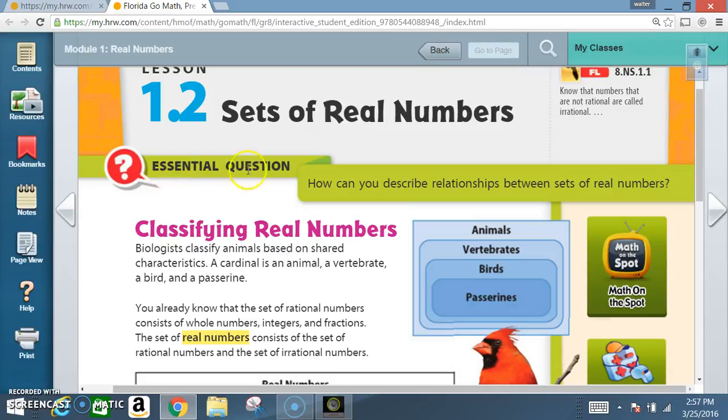Okay, so our essential question for today is, how can you describe relationships between sets of real numbers? Classifying real numbers. Biologists classify animals based on shared characteristics. A cardinal is an animal, a vertebrate, a bird, and a passerine. You already know the set of rational numbers consists of whole numbers, integers, and fractions. The set of real numbers consists of the set of rational numbers and the set of irrational numbers.